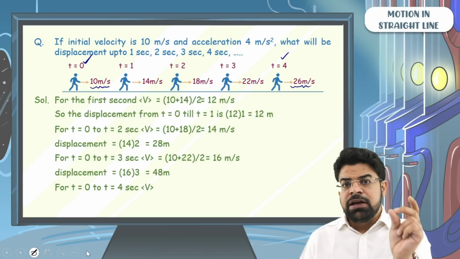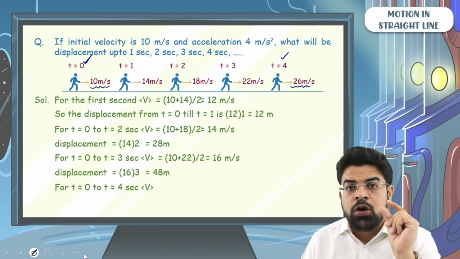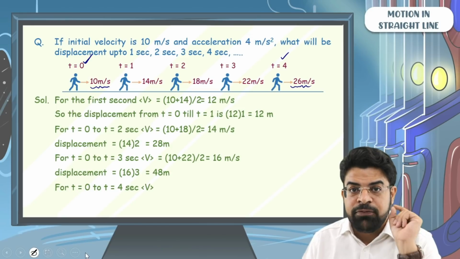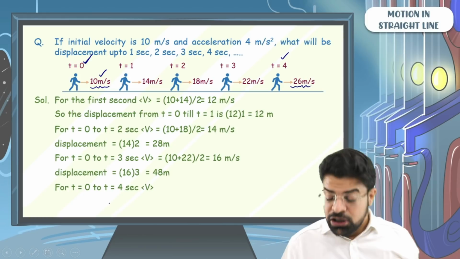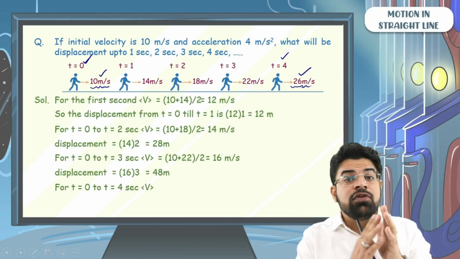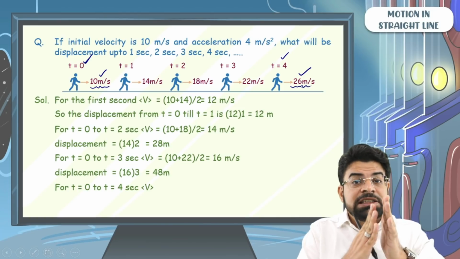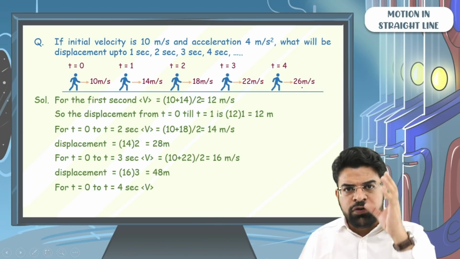So the average velocity for this 4-second time frame shouldn't be treated as 10, because that was the velocity at the very beginning. It shouldn't be treated as 26, because that was the velocity at the very end. This is uniformly accelerated motion. Velocity is continuously increasing. So what should we take the average velocity for this 4-second time frame?